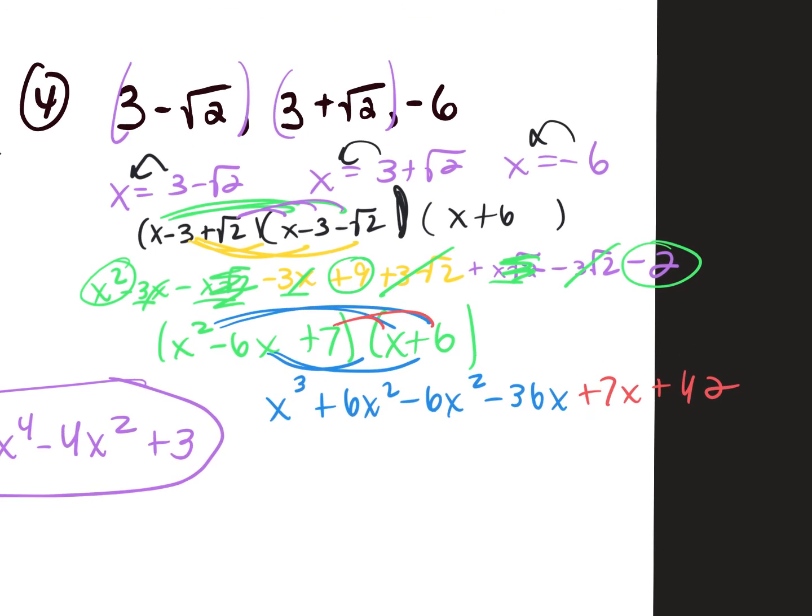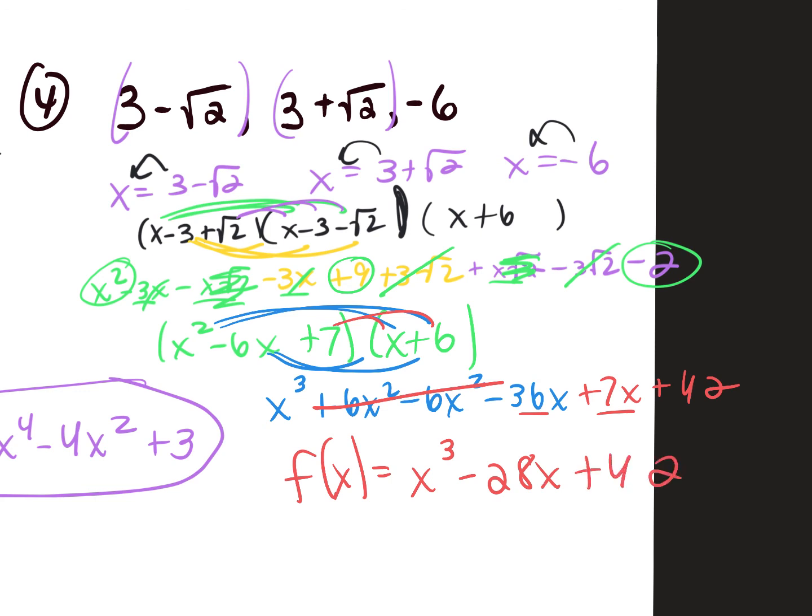So when we combine like terms here, I have x cubed. Well, actually, I should write it like this. I'm going to use my f of x first. But I have x cubed. Negative 6x squared, a positive 6x squared cancel. Negative 36x and a 7x gives me minus 28x. And then I have plus 42. And there is our polynomial.